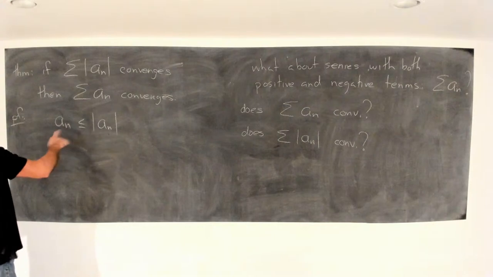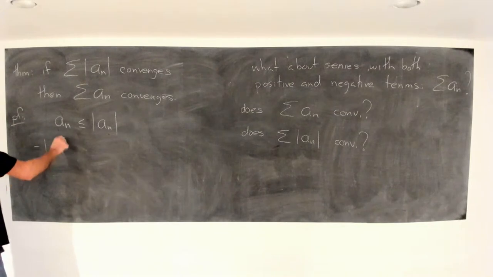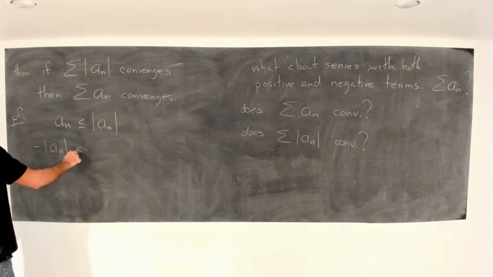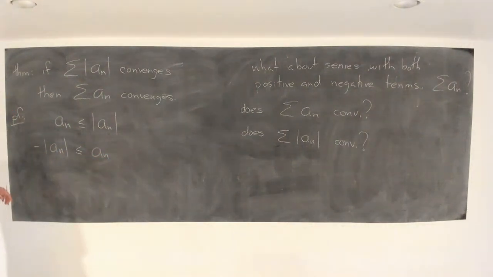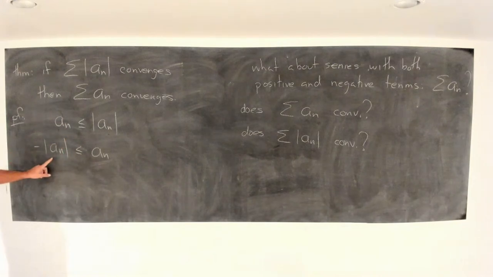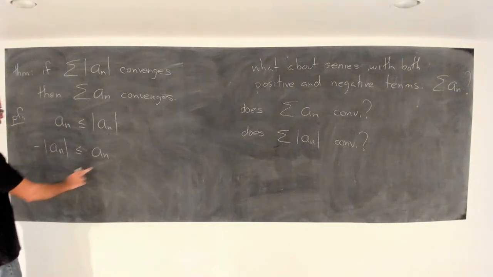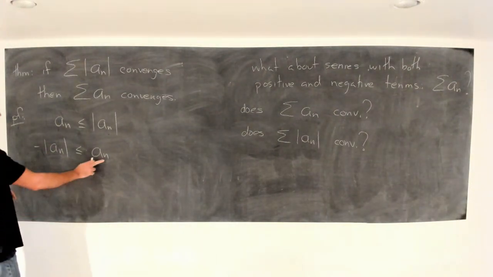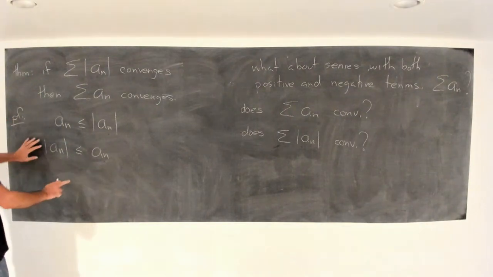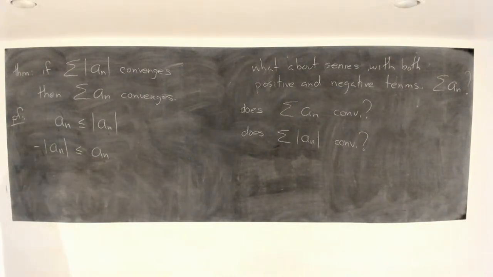And similarly, negative an is less than or equal to the absolute value of an. This inequality is true as well, right? If an is positive, since this is a negative number, the inequality is true. And if an is negative, then this is just an, so they're equal.